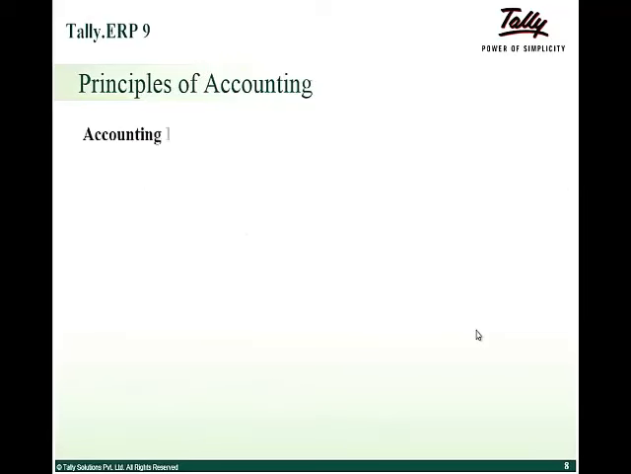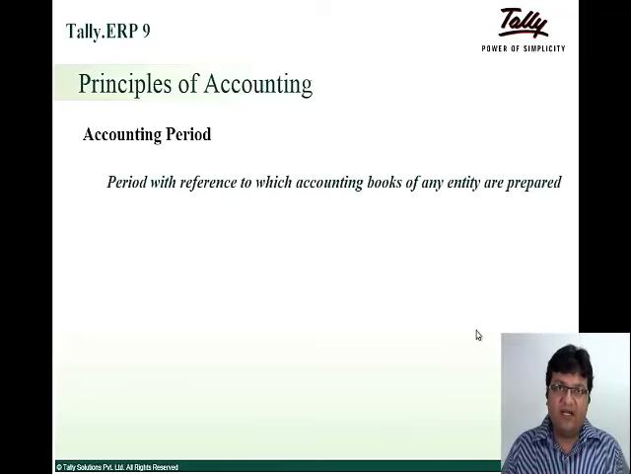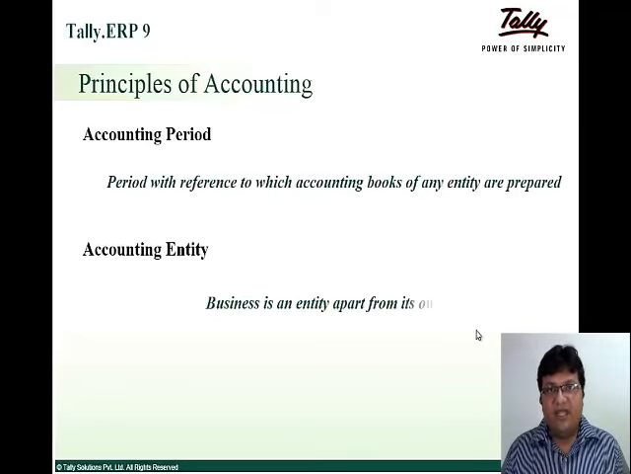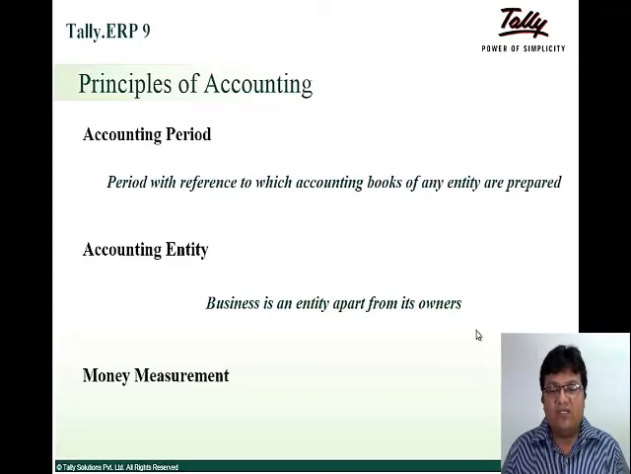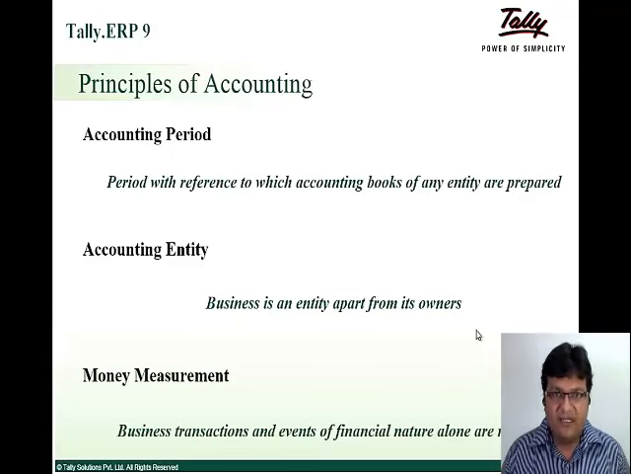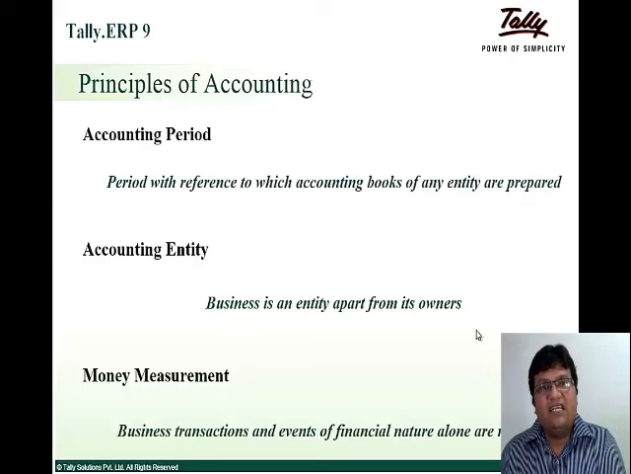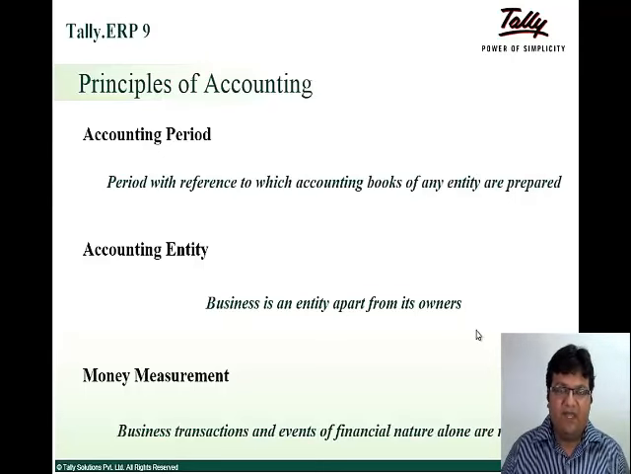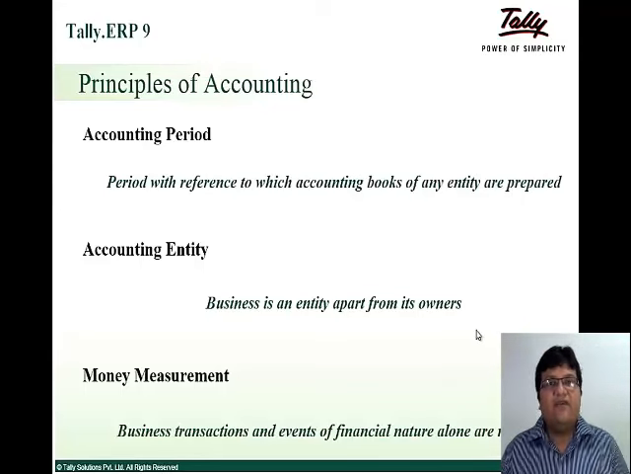We'll move to the next principle of accounting, that is accounting period. What is an accounting period? It is a period in which the books of accounts for any entity is prepared. Generally, this period is of 1 year. That is, in India, it starts in the month of April and ends in the month of March next year. So, current financial year or accounting period is 1st April 2012 to 31st March 2013.